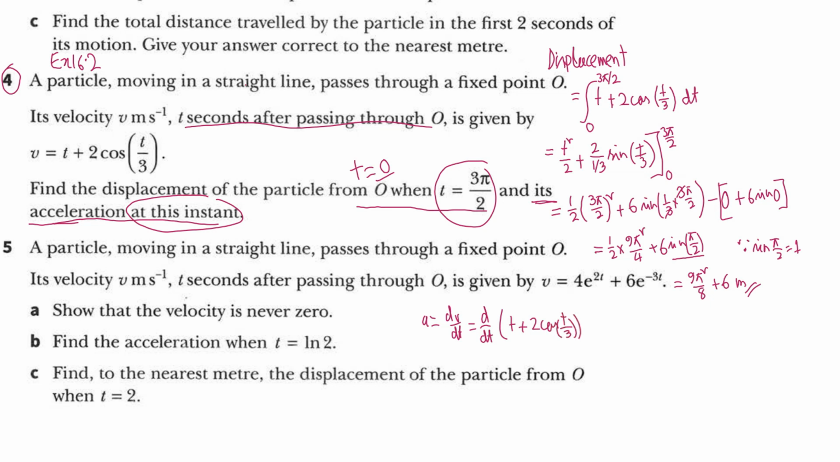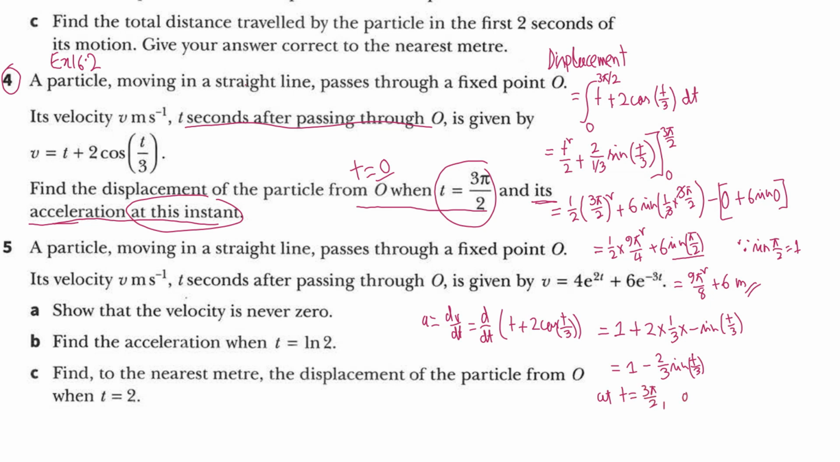If we differentiate, 1 gives us 0, and the coefficient of t is 1 by 3, so we multiply 2 by 1 by 3 into the derivative of cos, which gives minus sine t by 3. So we can simplify it: acceleration is minus 2 by 3 sine t by 3. At the point t equals 3 pi by 2, this is the value.